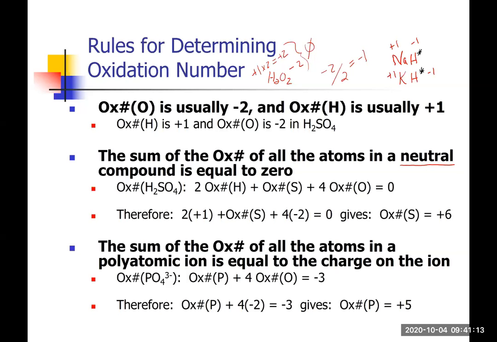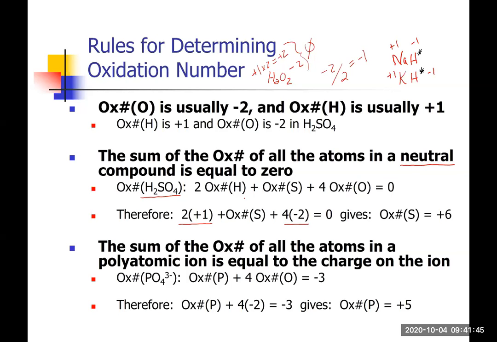So if we look, for example, at H2SO4, that is sulfuric acid, then we know that we have 2 hydrogens, and we know the oxidation state of hydrogen is +1. So that would be 2 times +1. We know the oxygens, because this is not a peroxide, are going to be -2, and we have 4 of them. So the charge contribution here is going to be 4 times -2 for the oxygen.